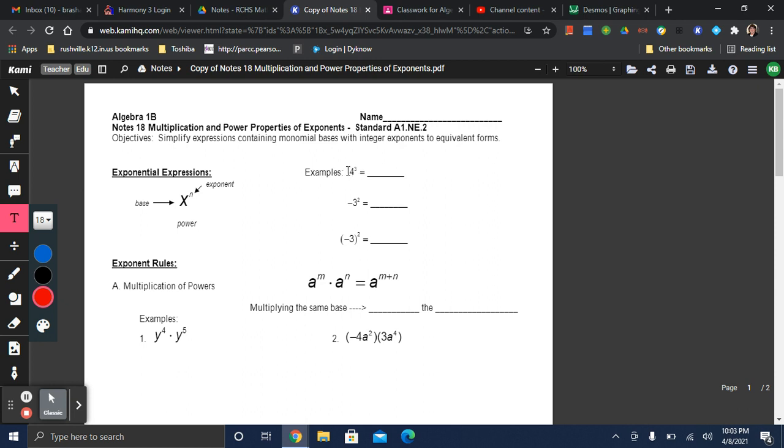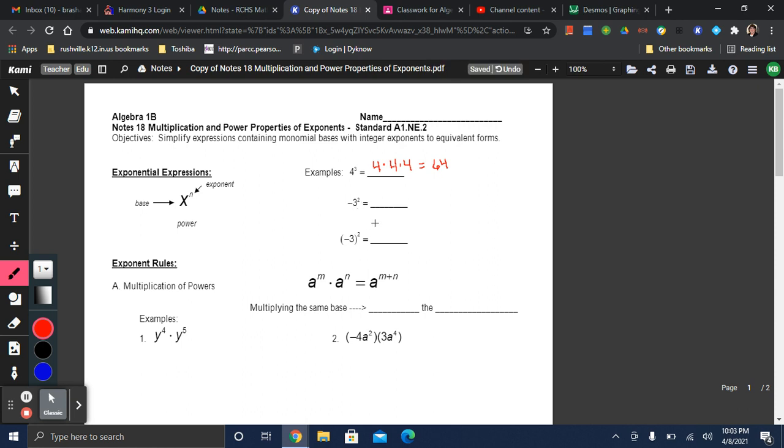So if I have 4 to the third power, the meaning of that is that I would be taking the base of 4 times itself, the number of times that is given in the exponent. So 3 times. And then 4 times 4 times 4 is equal to 64.